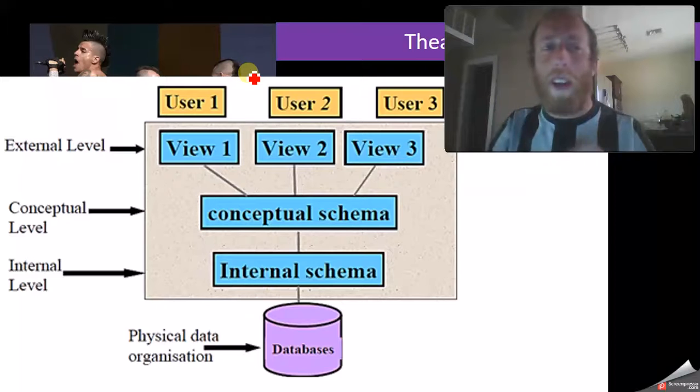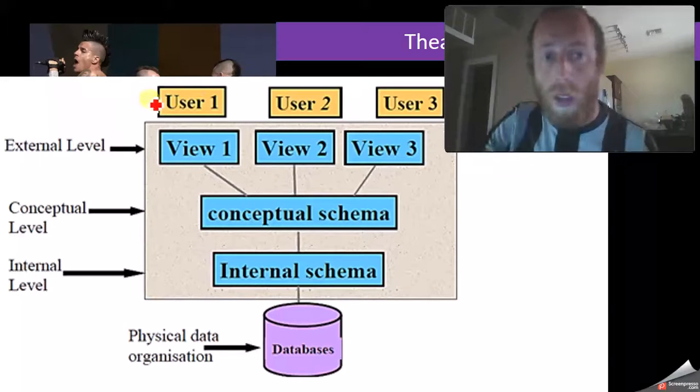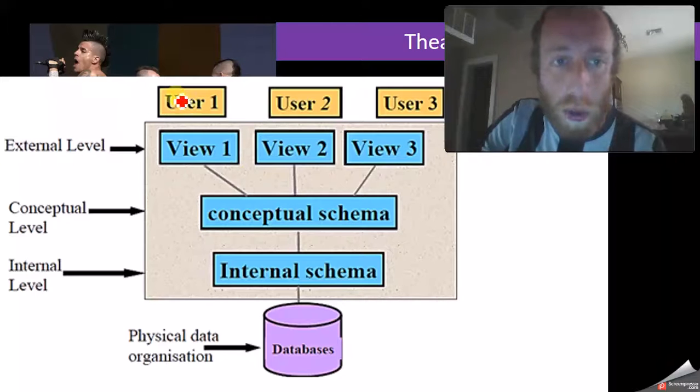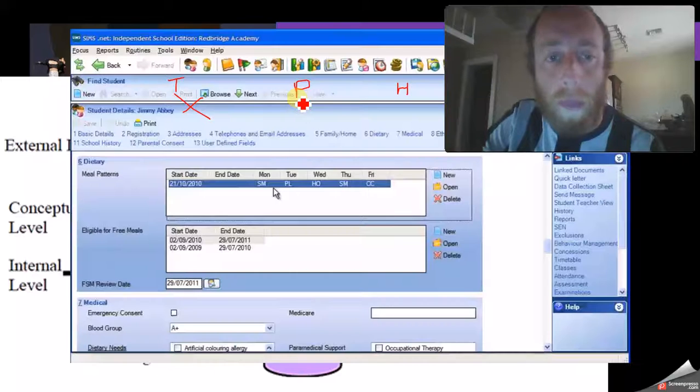So let's take the concept of the SIMS management system, which schools use. You've got different users who will require different views. So let's get rid of user 1 and let's put teacher. I'm going to put T for teacher, P for parent, and H for head teacher. These three people will have different views from each other. Let's give some examples. Number 1.